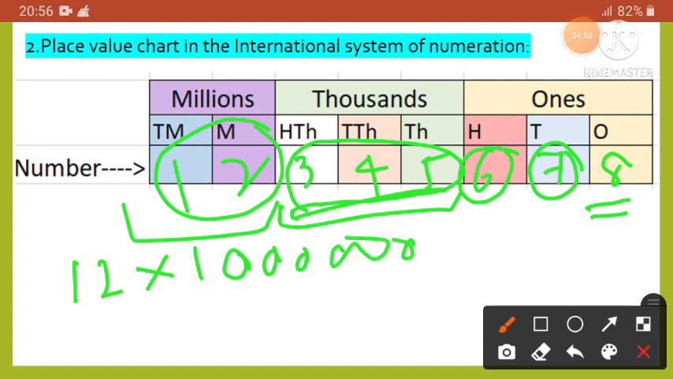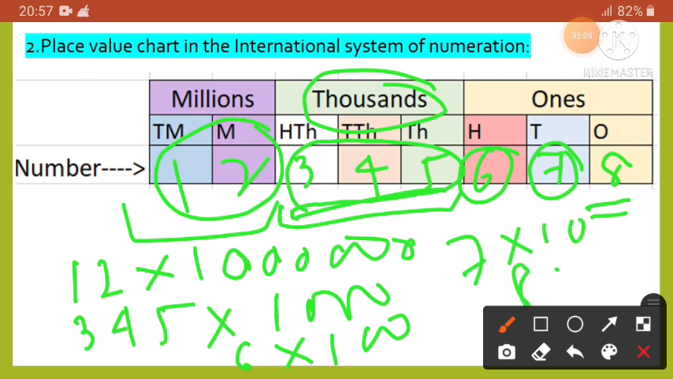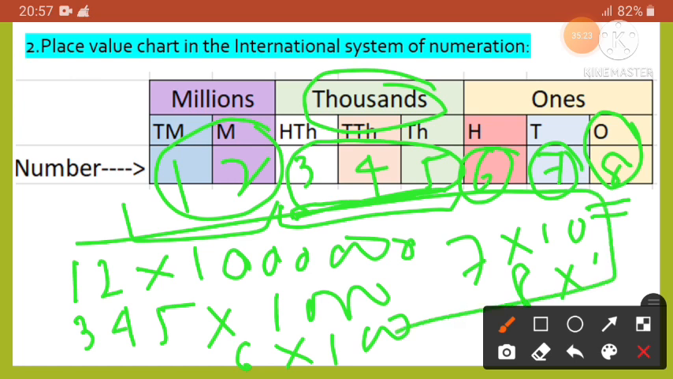Okay, then 345, multiplication with 1000 because it is under 1000. Then 678: 600 means 6 into 100, then 78 means 7 into 10, 8 means 8 into 1, because here the place of the digit is 1, so 8 into 1, that means 8. So it is in the expanded notation.